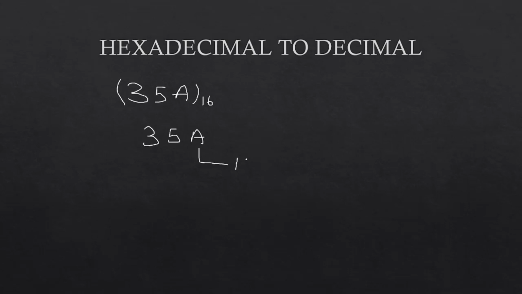A is nothing but what? 10. In hexadecimal we discussed, right? From 10 onwards you have to represent in alphabet. So 10 into 16 to the power of 0. And again here 5, so 5 into 16 to the power of 1. And again here 3 into 16 to the power of 2.